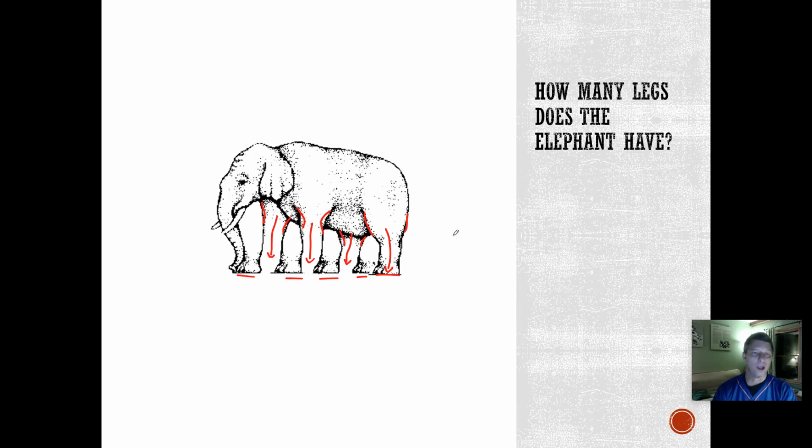Again, it's an optical illusion, and there's no right or wrong answer. It's just one of those optical illusions. So kind of a cool little trick to play on your eyeballs.